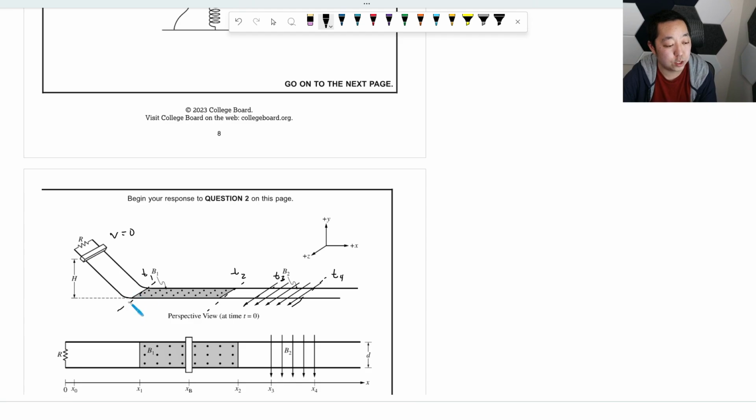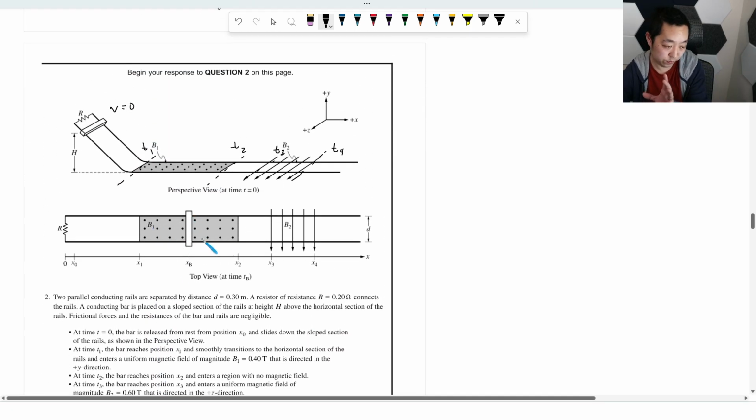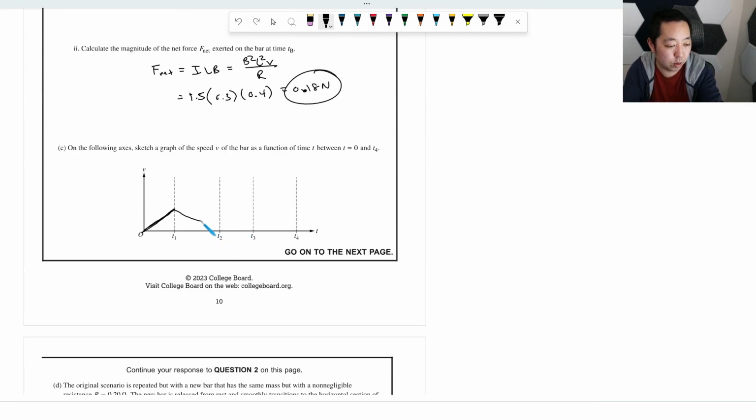Then it hits this region. Right in this region, it's going to have a force that's going to slow it down. It's going to slow down exponentially towards 0. Let's not make it go all the way to 0, but we'll have a little bit of a curve there.